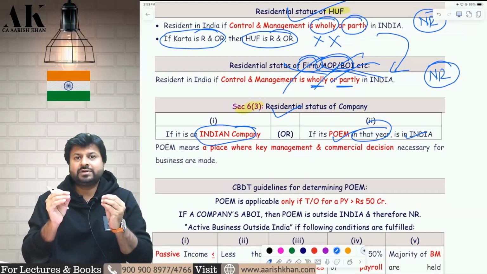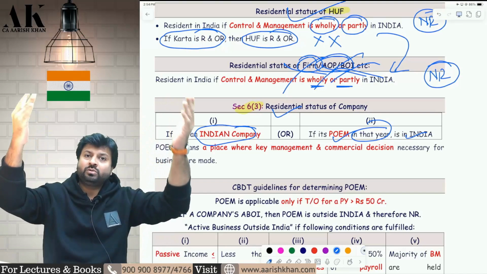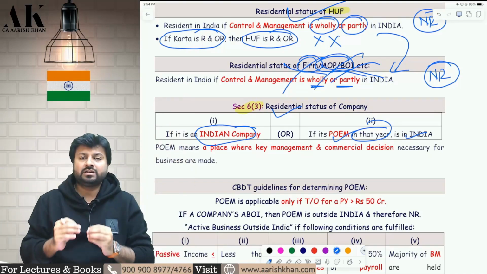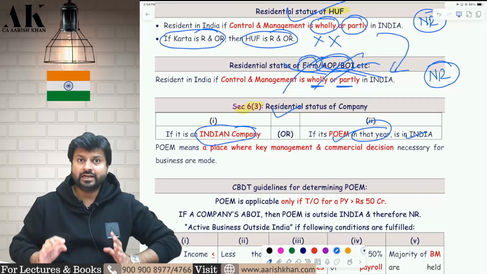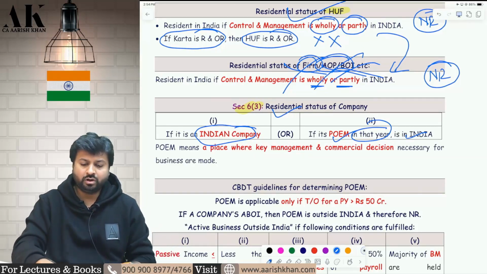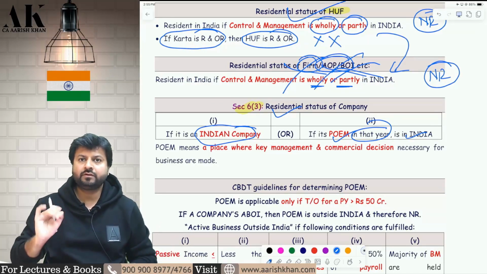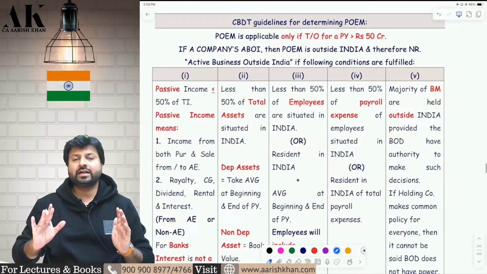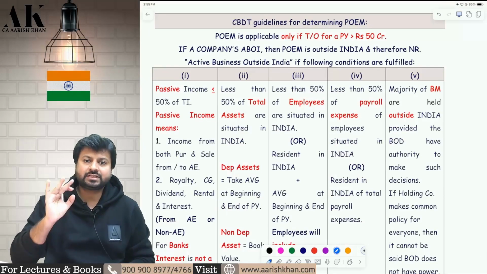So if the key management and commercial decisions of a company are taken in India, even though the company is located and incorporated outside India, then that company will be called what? Resident in India. I hope it is clear to all of you till here. Now, to explain this concept of POEM in a better manner, CBDT has given a very important guideline, and this guideline is very important for your exam. One of the most important parts for your exam is this guideline only.